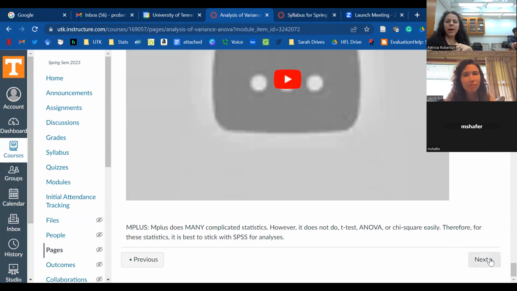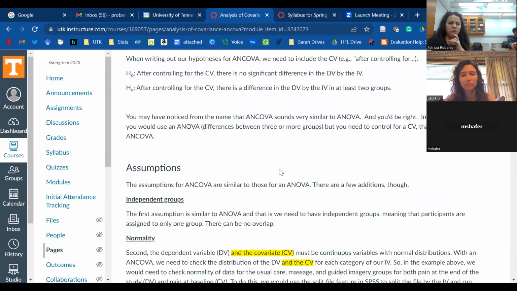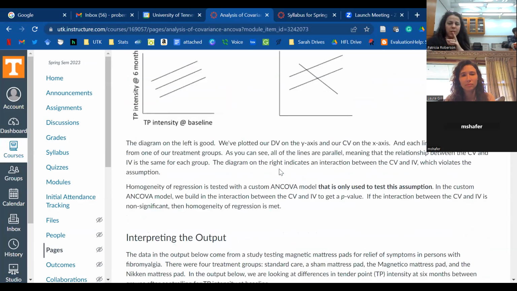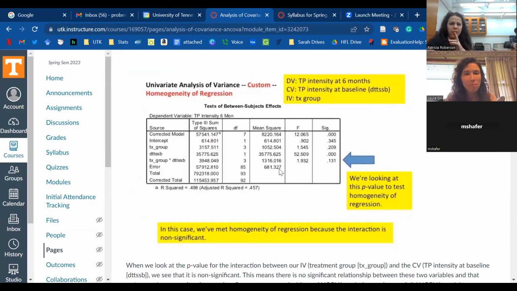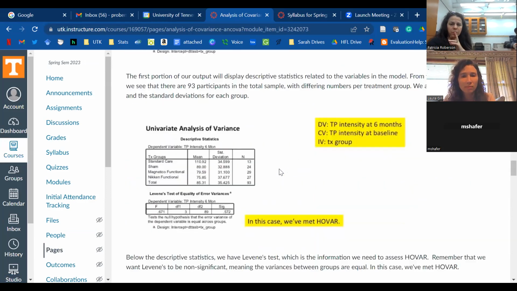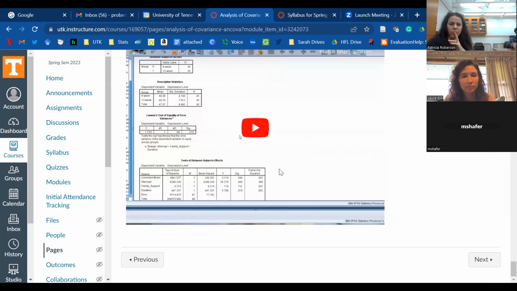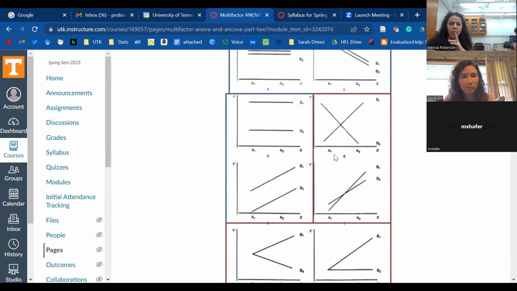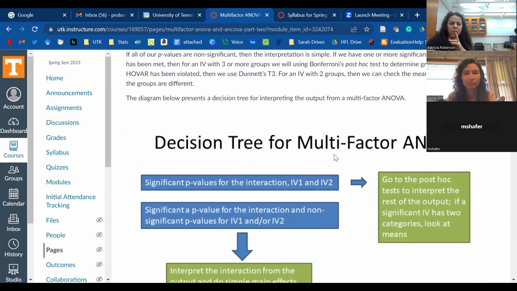I also added a bunch more videos to each of these sections, in hopes that in addition to the content, you'll be able to see that. I wasn't going to go over all of them because there are so many. Bear with me. I think it's the next one. Yeah, multi-factor ANOVA.